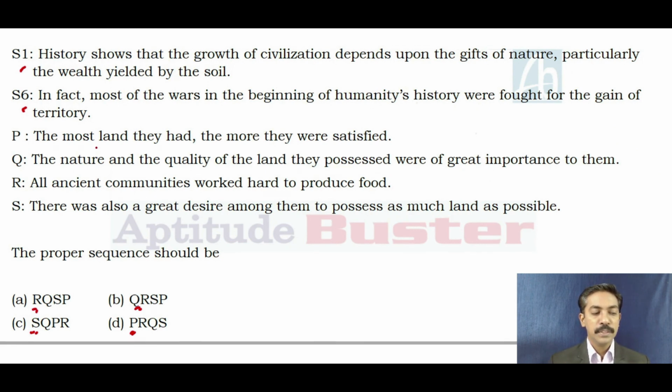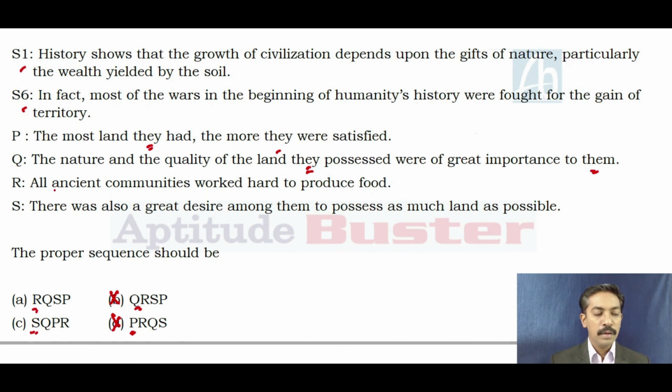P says the more land they had, the more they were satisfied. So, they is a pronoun. Here, in S1, there isn't any noun which suggests they. Thereby, we can eliminate option D. Next, Q. The nature and the quality of the land they possessed were of great importance to them. Once again, we don't have a noun in the preceding sentence. Thereby, Q can also be eliminated.